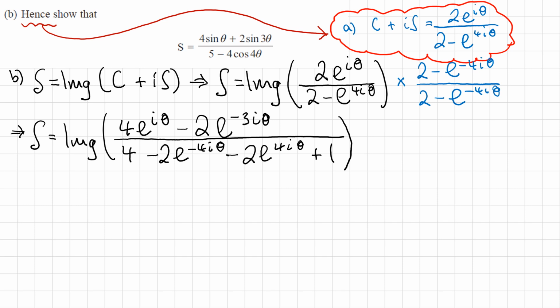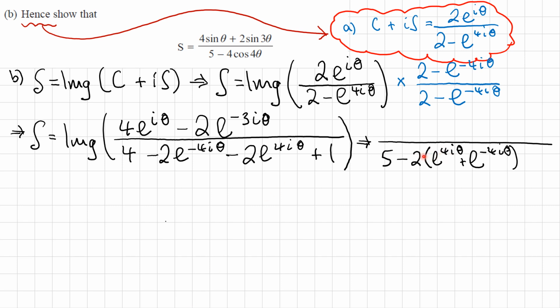My next step is to tidy up this denominator. So I've got 4 plus 1, which makes 5. That's promising because we have a 5 in the result. Then I'm going to factorize these terms. You'll see why in a moment. So I'll have negative 2, and then e to the 4i theta plus e to the negative 4i theta. I've just swapped the terms around for a reason. Okay, so that's our denominator.